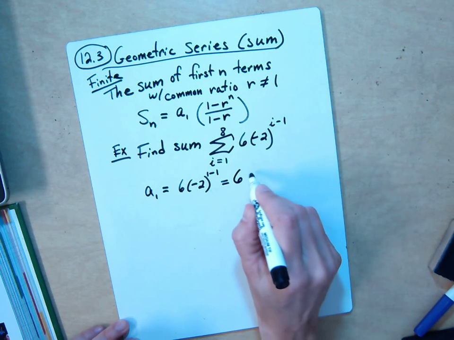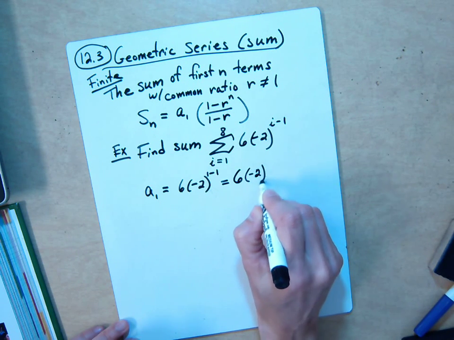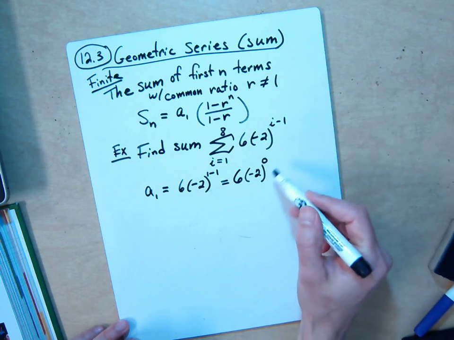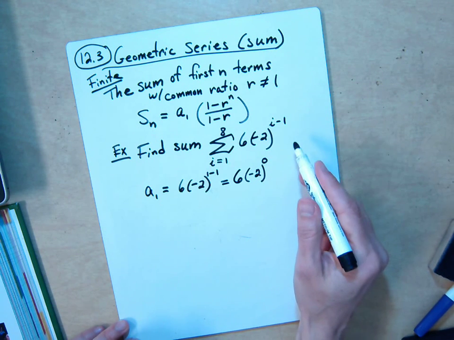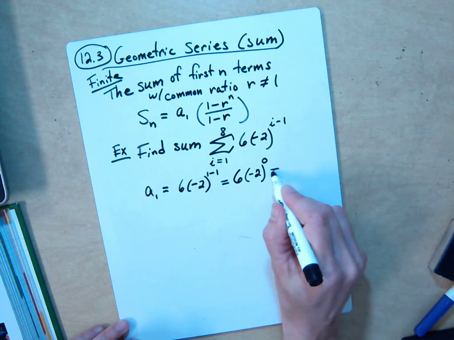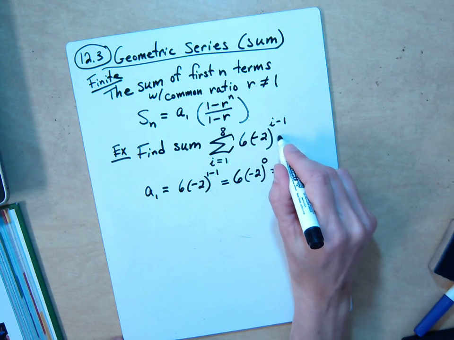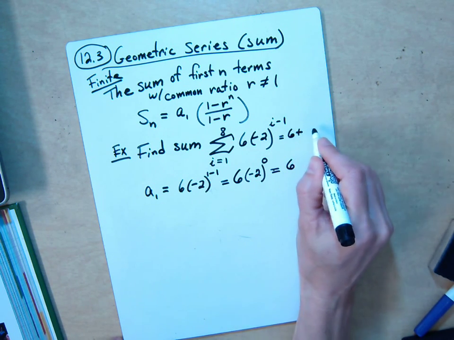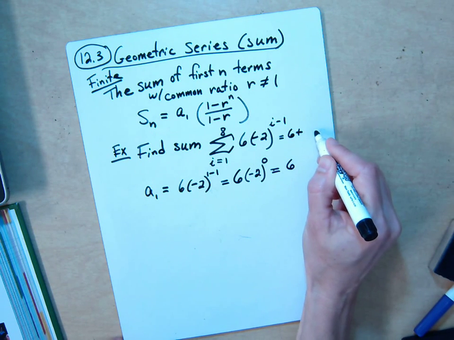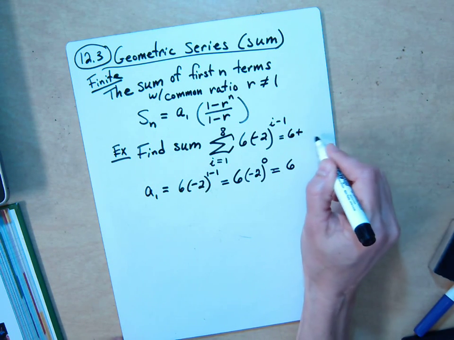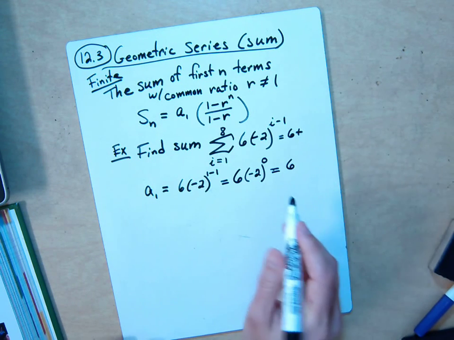I don't need to know anything else. So that is simply 6 times negative 2 to the 0 power. And you all know anything to the 0 power is? Yes. So this is just 6. So in other words, if I were to expand this, it would be 6 plus something, all the way up to the first 8 terms. But all I need is a sub 1.